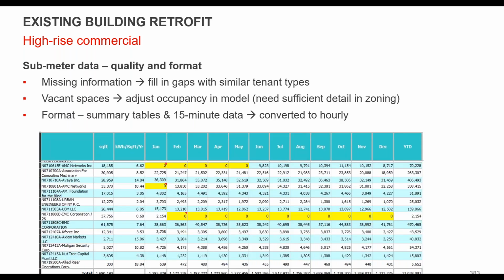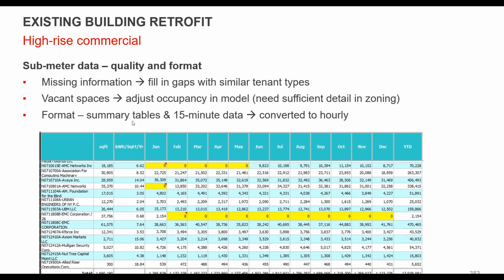So again, this is just kind of what the data looked like when we got it. We're just filling in the gaps monthly. You're never going to get a complete data set. We had a lot of gaps. There's vacant spaces too. For example, the one in the middle in yellow there was vacant. So you have to adjust occupancy in certain locations.